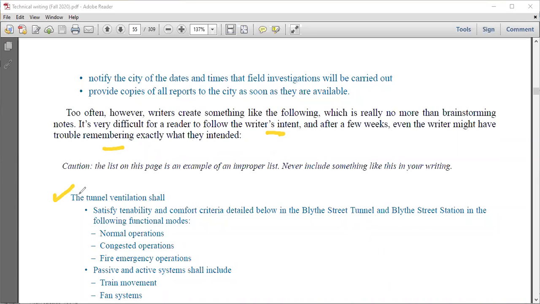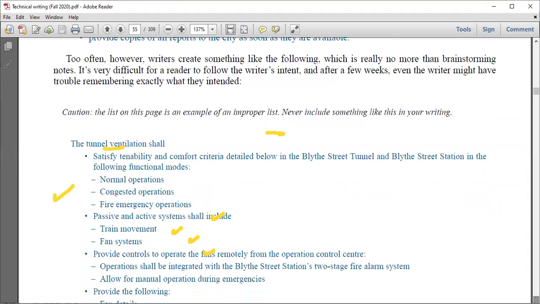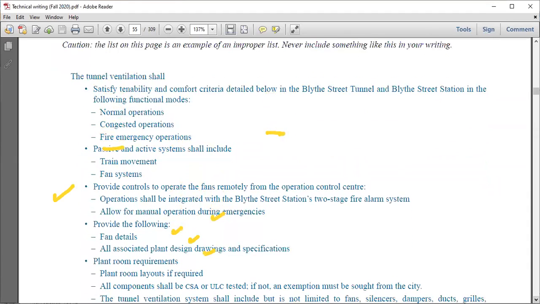What is it? The tunnel ventilation shall satisfy tenability and comfort criteria detailed below in the Blitz Street Tunnel and Blitz Street Station in the following functional modes: normal operations, congested operations, fire emergency operations. Passive and active systems shall include train movement, fan systems. Okay, if you just look at this, it seems like these are just the writer's thoughts, right? And probably they do not communicate much, right?